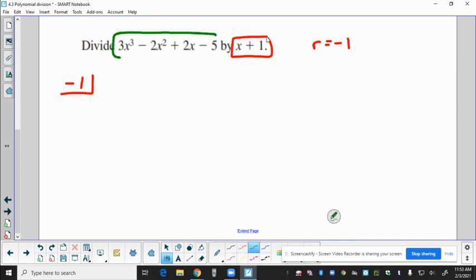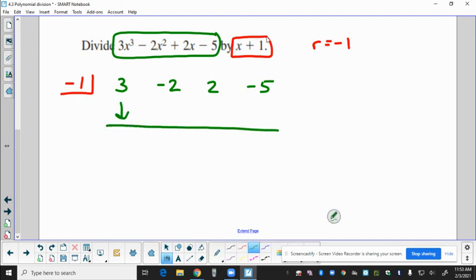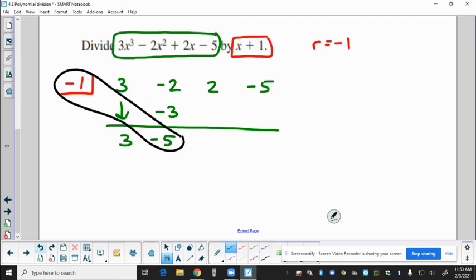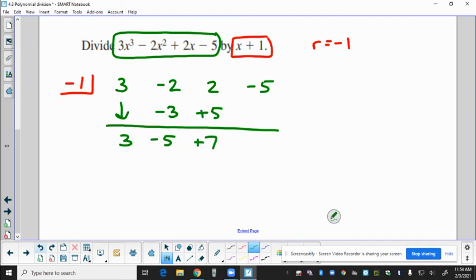Check out your dividend. Are we missing any terms? No, it doesn't look like it. 3, negative 2, 2, negative 5. Okay, I'm going to drop down my first term, and we'll start multiplying. Multiply those. I get negative 3. Add those up. It's negative 5. Multiply those. It'll be 5. 5 and 2, 7. Right? Multiply those. It's negative 7. Add them up. We got another remainder, don't we?